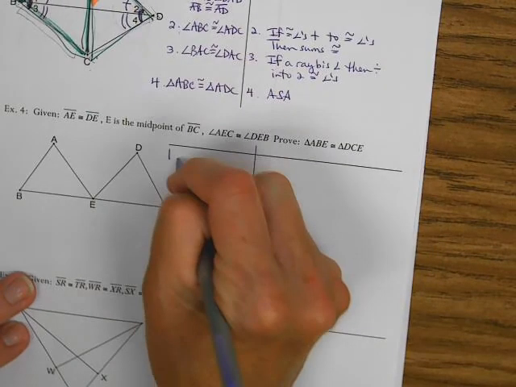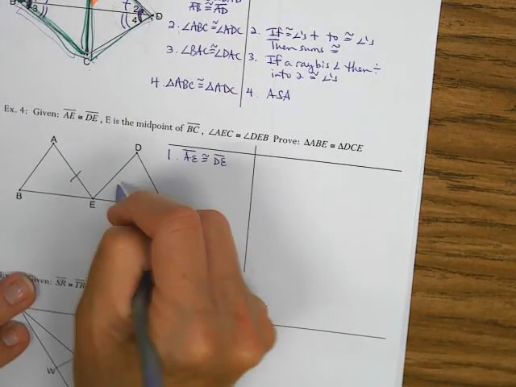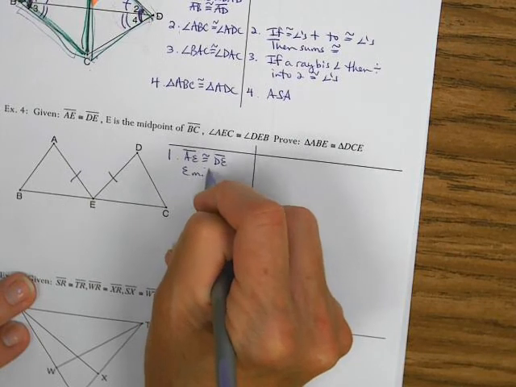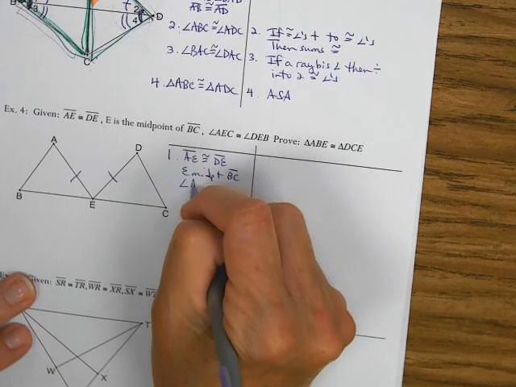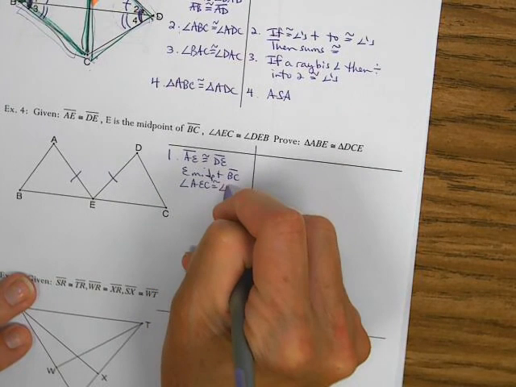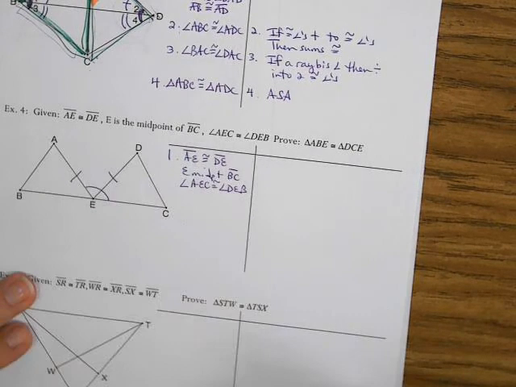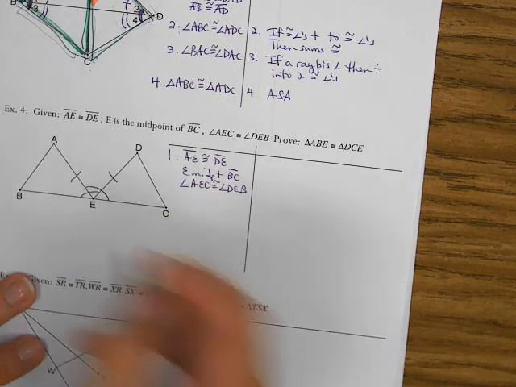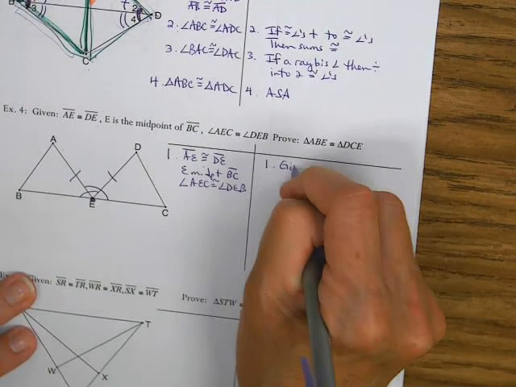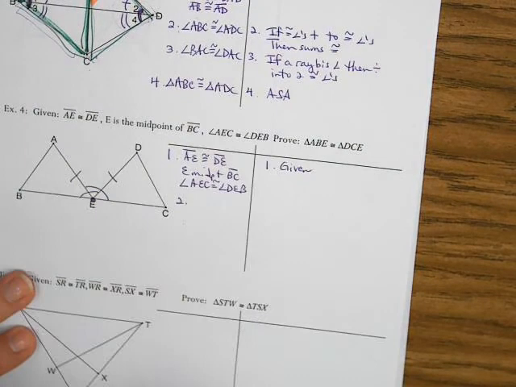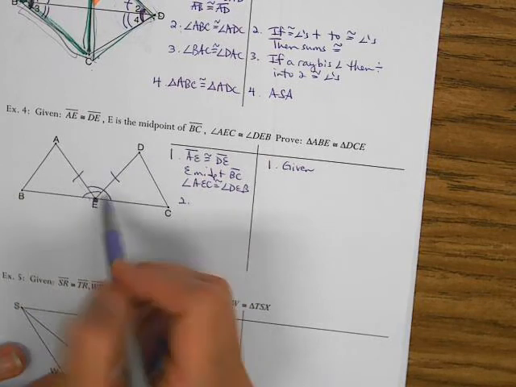All right, for AE is congruent to DE. E is the midpoint of BC. Angle AEC is congruent to angle DEB. AEC congruent to DEB. And then what did I say? E was a midpoint. I'll darken that in. That's all given. And I'm trying to get the two triangles congruent. I think the only part of the triangles I have so far is a side.